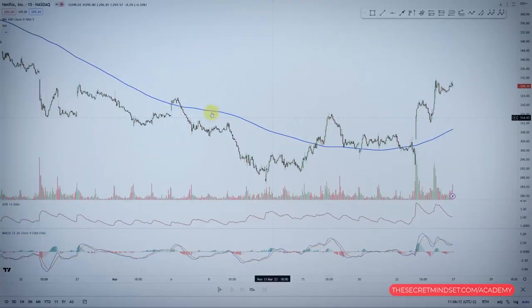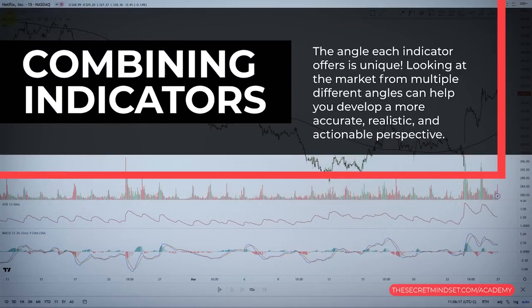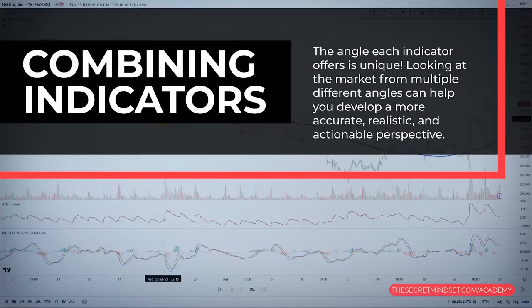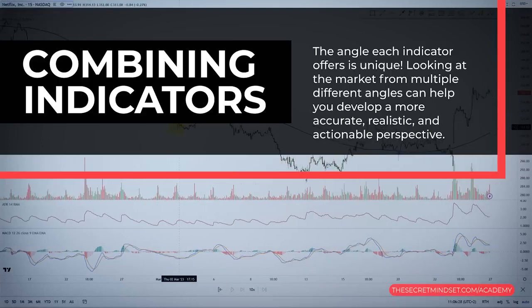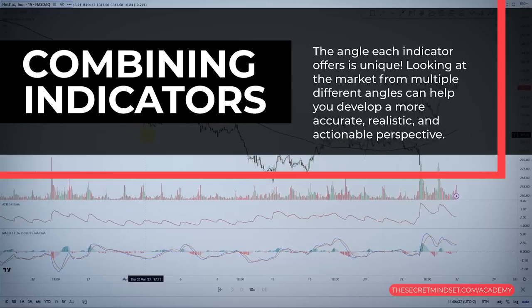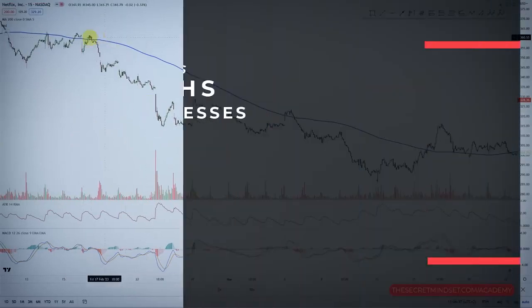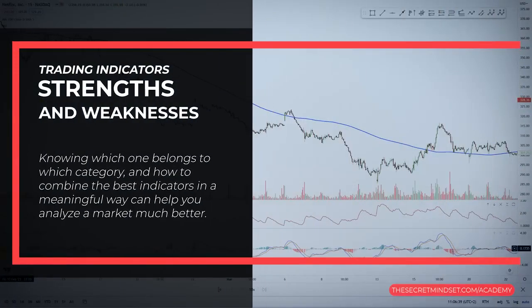So, how do you combine trading indicators? While these four types of indicators are trying to determine the same thing, whether prices are about to increase, decrease, or remain stable, the angle they each offer is unique, and looking at the market from multiple different angles can help you develop a more accurate, realistic, and actionable perspective. Knowing which one belongs to which category and how to combine the best indicators in a meaningful way can help you analyze the market much better.